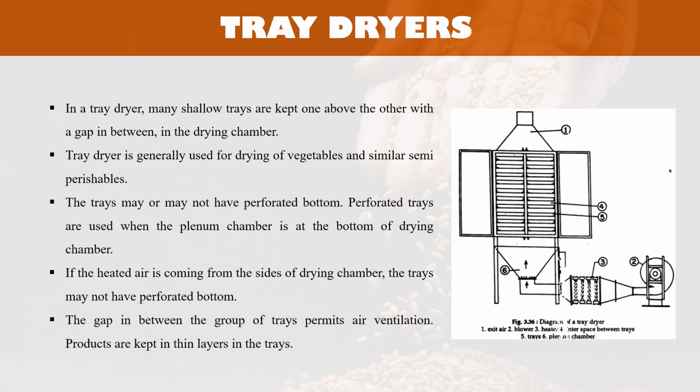Next we have the tray dryers. In tray dryers, many shallow trays are kept one above the other with a gap in between in the drying chamber. This is basically used for drying of vegetables and similar semi-perishable products. It may or may not have a perforated bottom. Perforated trays are used when the plenum chamber is at the bottom of the drying chamber. If the heated air is coming from the sides of the drying chamber, the trays may not have a perforated bottom. The gap in between the group of trays permits air ventilation. Products are kept in thin layers in the trays.